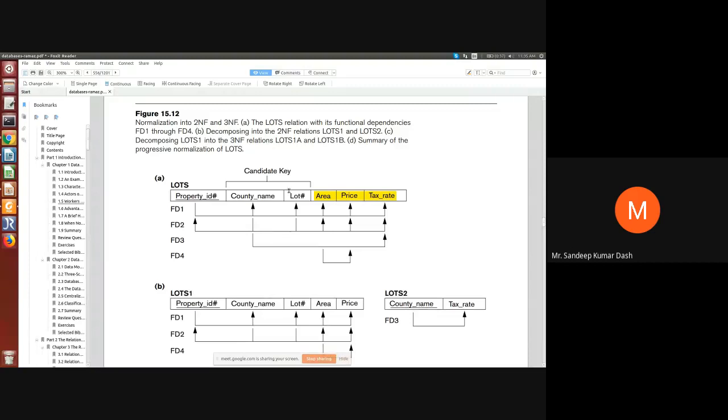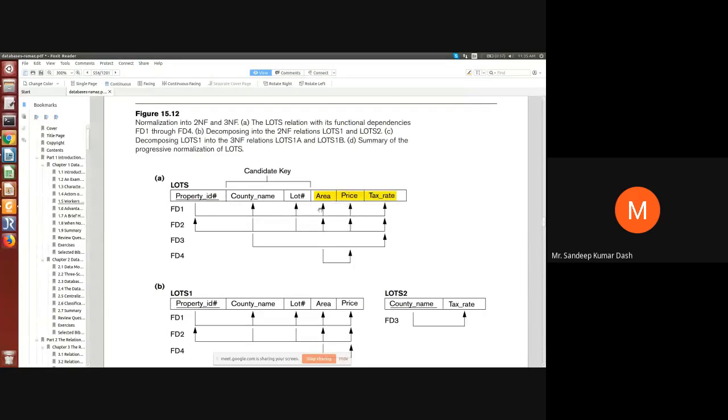What's the problem? This one is okay. It said that every non-prime attribute, which are non-prime attributes? Non-prime attribute means which are not part of any of the keys. Lot number and county name are part of the candidate key, so these are prime attributes. This is itself the primary key, so this is also a prime attribute. The rest are these three. These are not part of any of the keys, so these are non-prime attributes.